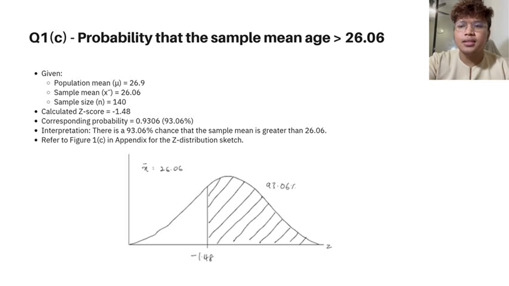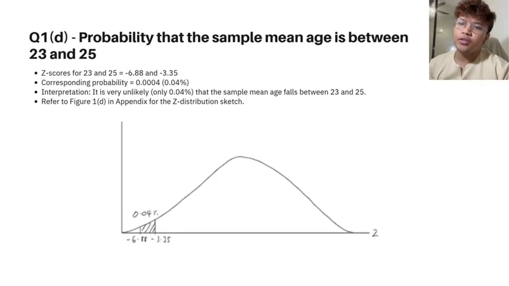This means that there is a 93.06% chance that the sample mean age is greater than 26.06. As you can see in the figure below, it shows a Z distribution sketched with the shaded gray area representing the 93.06% probability to the right of Z, which is Z equal to negative 1.48.